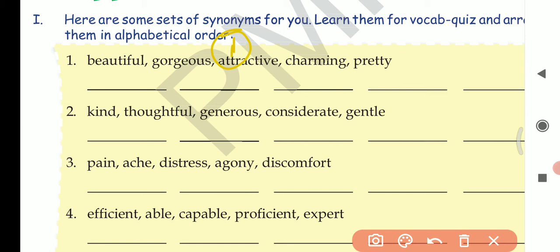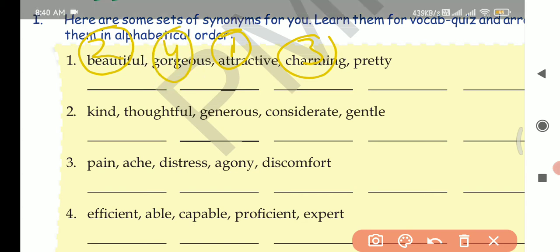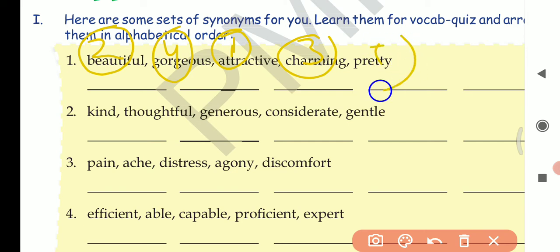After attractive, what will come? Beautiful, because it starts with B. Then, is there any word that starts with C? Yes, charming. This will come third. Fourth, from D we don't have, E, F, G. Yes, G we have. Gorgeous will come on number 4, and the last one will be pretty, number 5. You just have to arrange the words in alphabetical order, the order of A, B, C, D, E. That way you have to arrange.